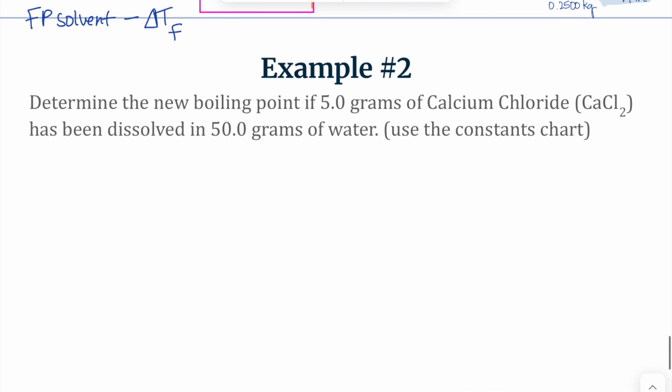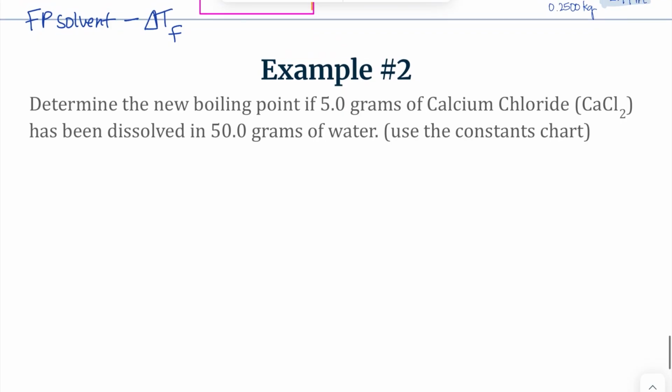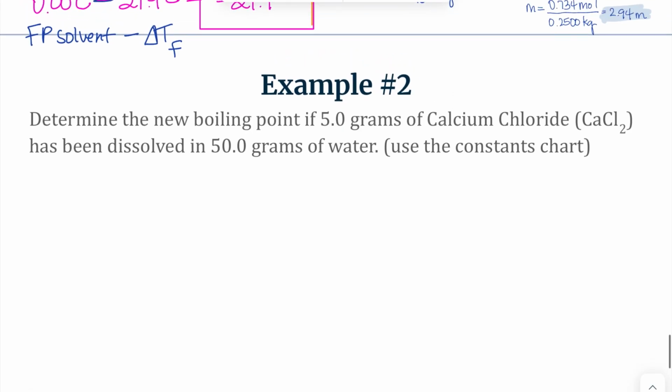All right, example 2. Determine the new boiling point if 5 grams of calcium chloride have been dissolved in 50 grams of water. So now with that boiling point elevation, that means our boiling point is going to go up.